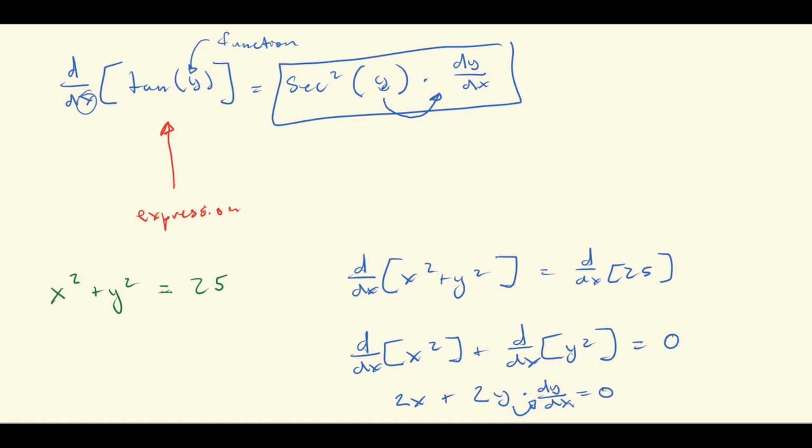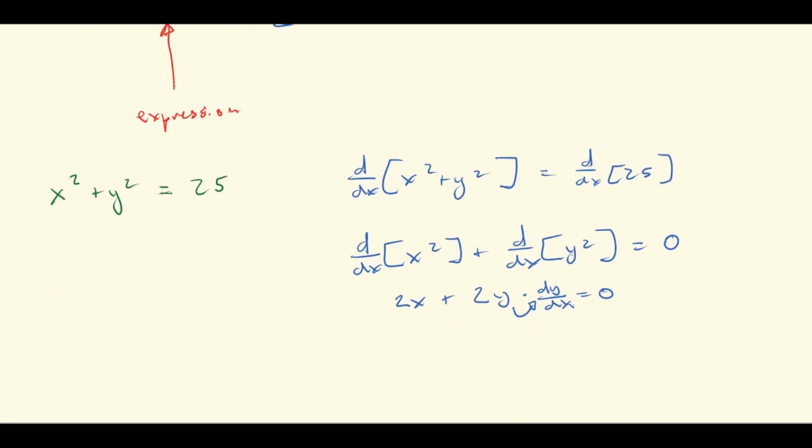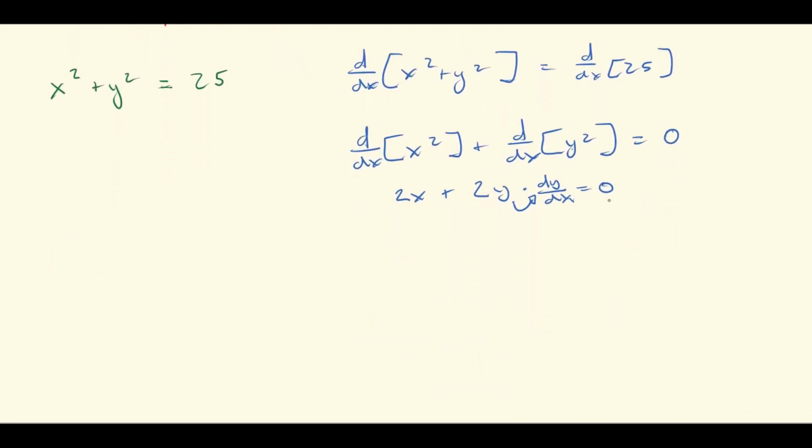And now to find the derivative of the equation, we want to isolate dy dx. So we're going to subtract 2x from both sides, giving us 2y times dy dx is equal to negative 2x. We'll divide both sides by 2y, so we get dy dx is equal to negative 2x over 2y. We'll cancel out a 2, and the derivative of y with respect to x is equal to negative x over y.